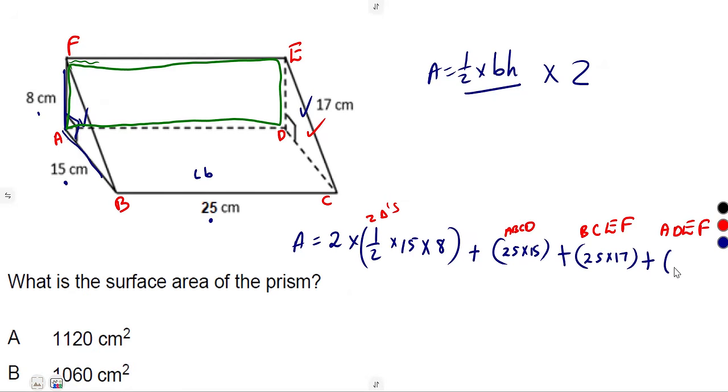So that's again length times breadth. This length here, A to D, is the same as what? B to C. So that's 25. This is the same as what? 25 centimeters. So it's going to be 25 times going up, which is the 8 centimeters. So we have used everything, guys.